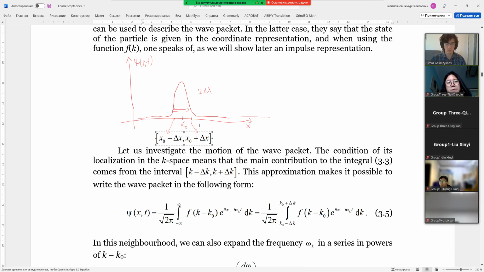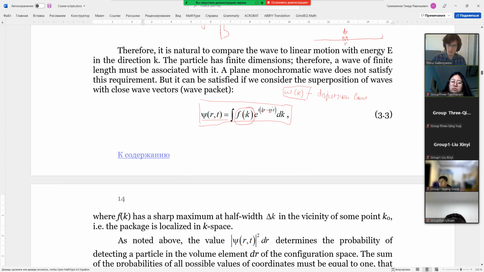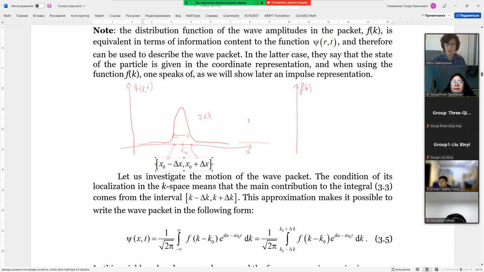Let's assume, and we will show that later, that this f of k, the amplitude of the waves, is localized in the same manner around some k naught. Here is plus delta k. Here is minus delta k. Obviously, it's k naught plus delta k, k naught. So the width of this packet is 2 delta k.